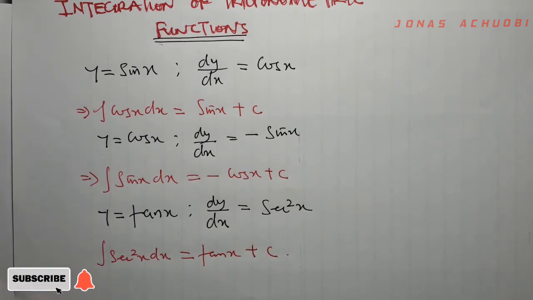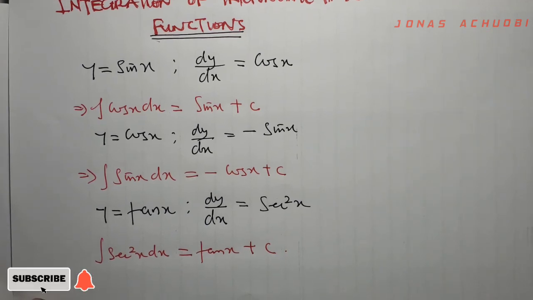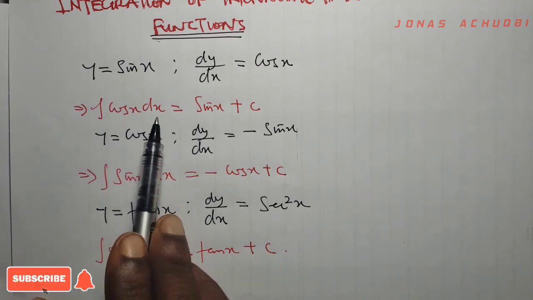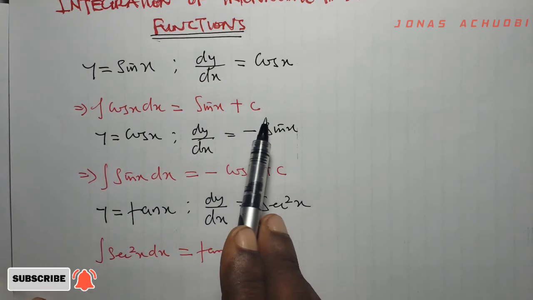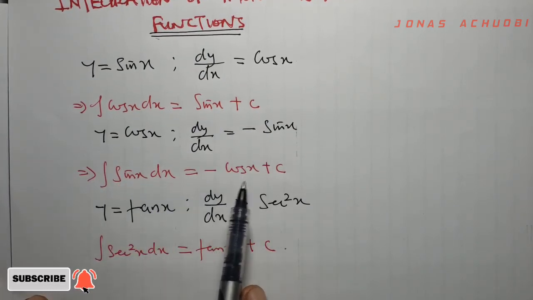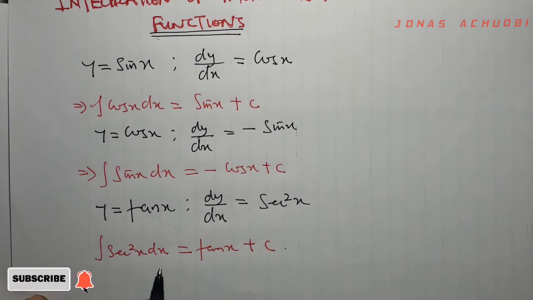So these are the three basic trigonometric functions whose integrals we just have to take note of at all times, which are that the integral of cos x with respect to x is sine x plus c. The integral of sine x with respect to x is negative cos x plus c. And finally, the integral of sec squared x with respect to x is equal to tan x plus c.